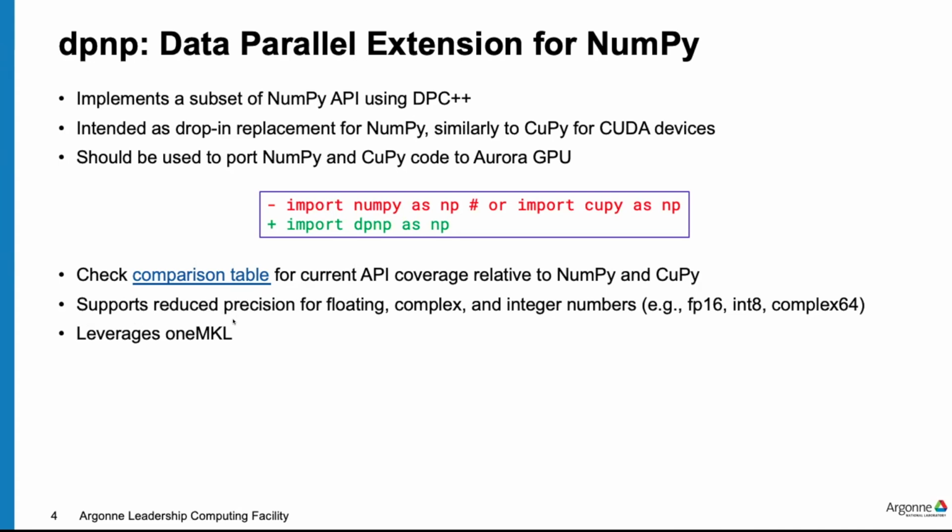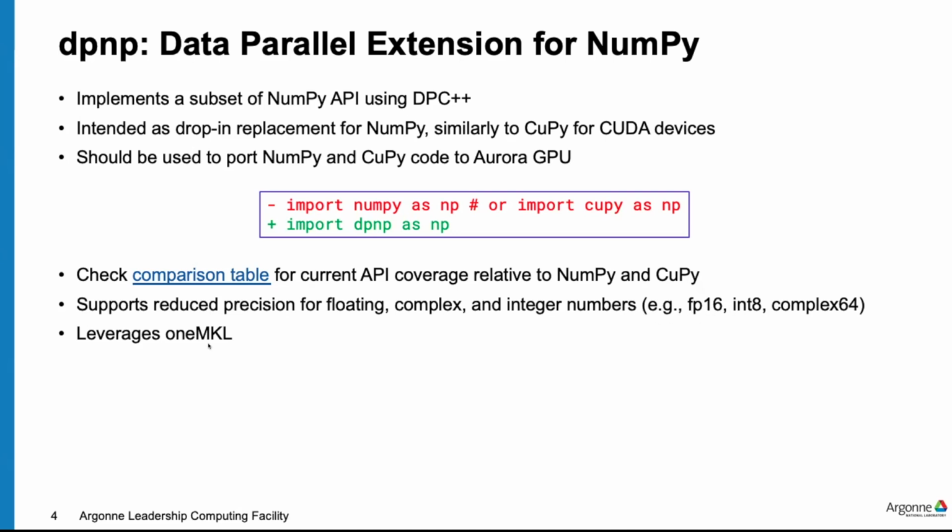I also wanted to mention that it does support reduced precision for floating point, complex, and integer numbers. So, for example, you could go all the way down to FP16, int 8, and then for complex numbers, you can only do complex 64. So that would be two FP32 numbers. But again, the comparison table and then the documentation will specify exactly what is supported for each function.